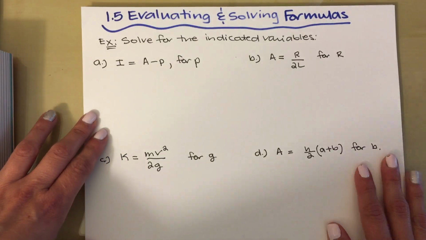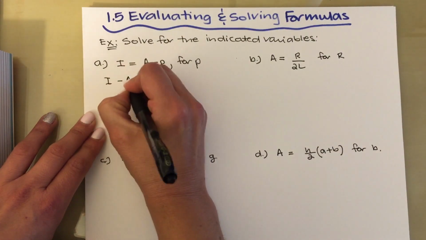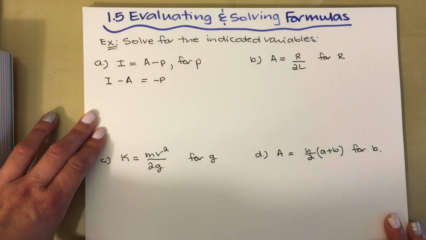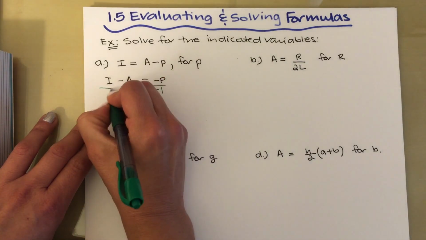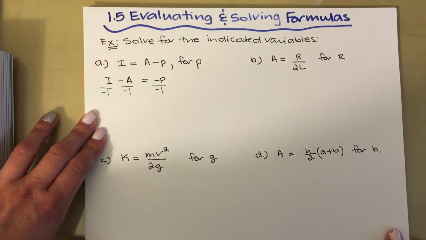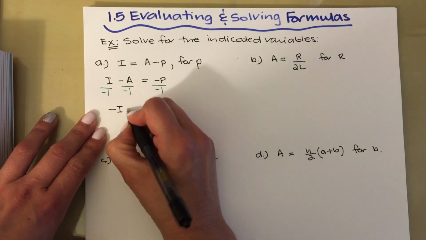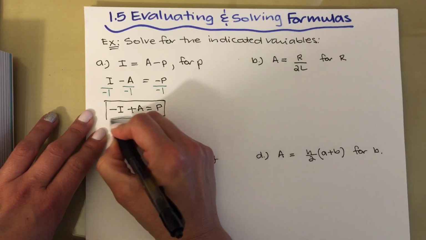To do that, we're going to subtract a from both sides. Since we have to solve for positive p, what we do is we just divide by -1 both sides, every part of the equation. Divide by -1 to make p positive. And when you divide by -1, it just changes all the signs. -I plus a is equal to p. And we have our solution.